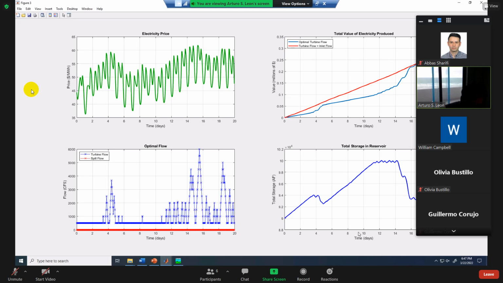So Guillermo, you were able to run this, right, without any problem? Yes, I was able to. Okay. Do you have questions? What about you, Olivia? Were you able to run the model? Yeah, it ran fine after I downloaded the add-in. Okay, great. Do you have questions? Or Abbas, did you run the model? Yeah, already ran. Okay, great. Do you have a question on this?